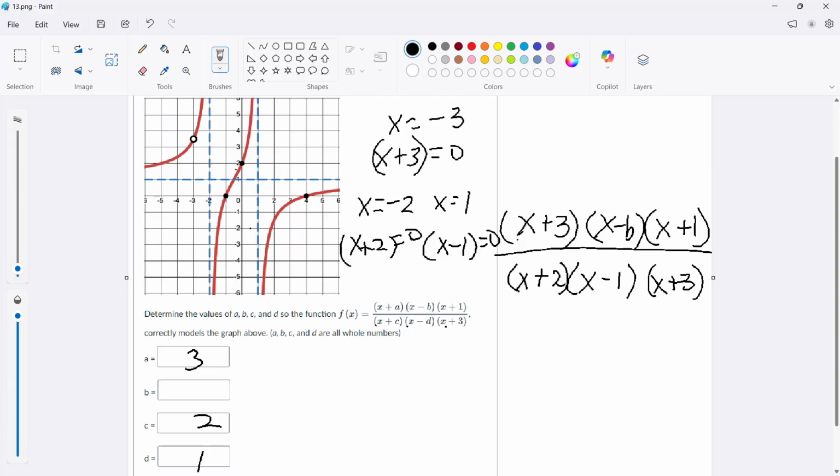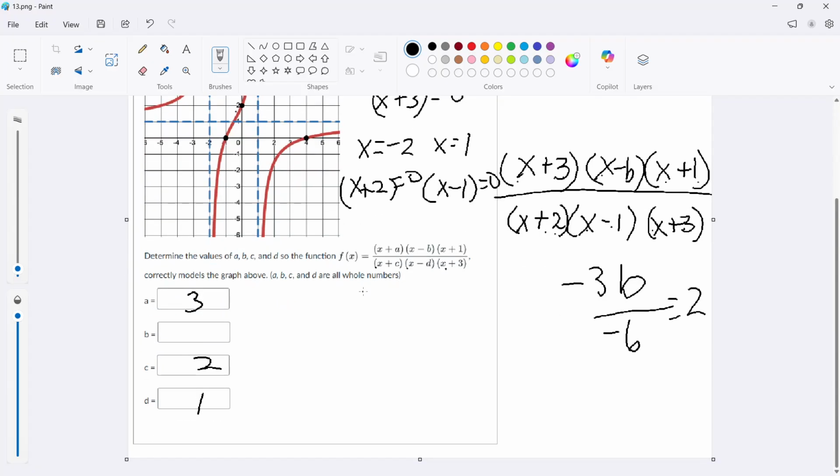So 0 plus 3 is 3. 0 minus b is negative b. 0 plus 1 is 1. 3 times 1 is 3. It's really negative b times 3 on top. And then I've got 0 plus 2 is 2. 0 minus 1 is negative 1. 2 times negative 1 is negative 2. 0 plus 3 is 3. Negative 2 times 3 is negative 6. And it has to equal 2.